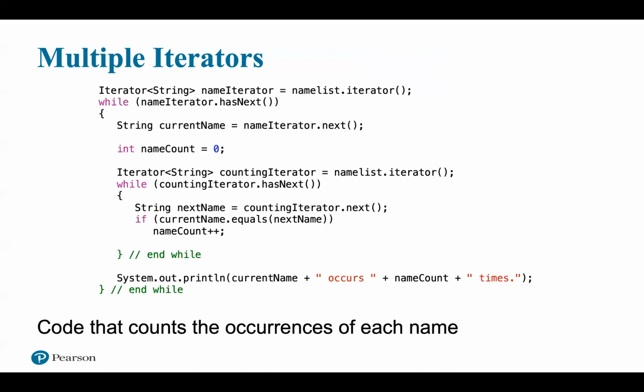So let's show some code that counts the occurrences of each name shown in Figure J4-5. Let nameIterator correspond to your left hand in the figure. Now we'll define a second iterator, countingIterator, that corresponds to your right hand. For each name that your left hand marks, your right hand traverses the entire list to count the occurrences of the name. Thus, we have the following nested loops, assuming that nameList is the list. And so that's what we're showing here on the slide.